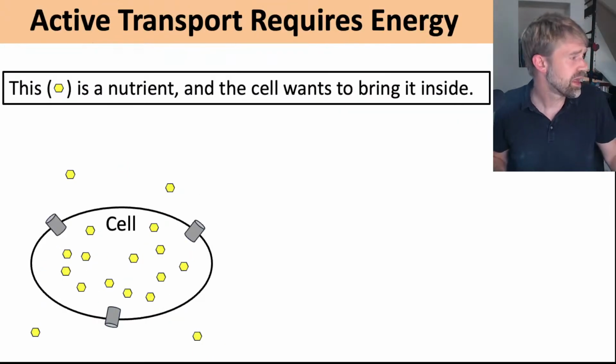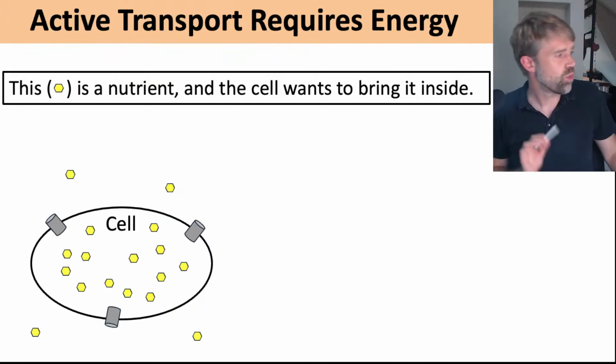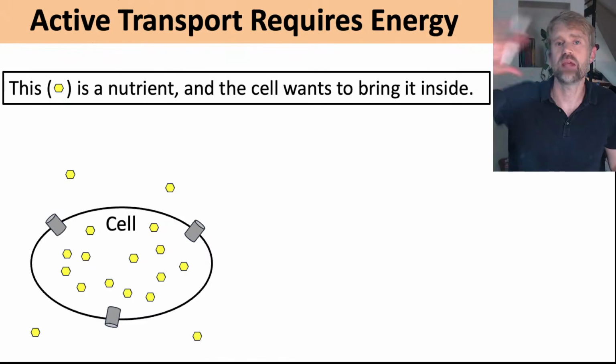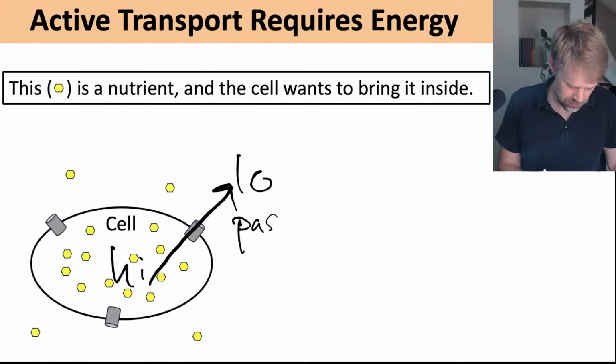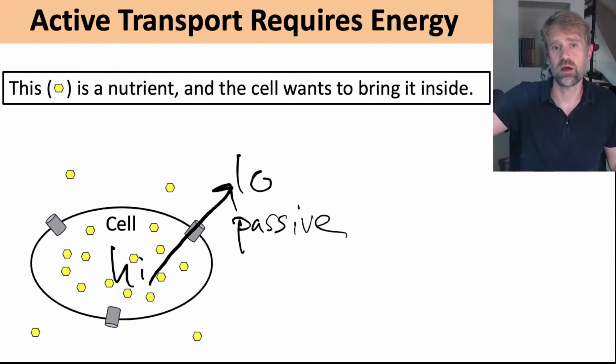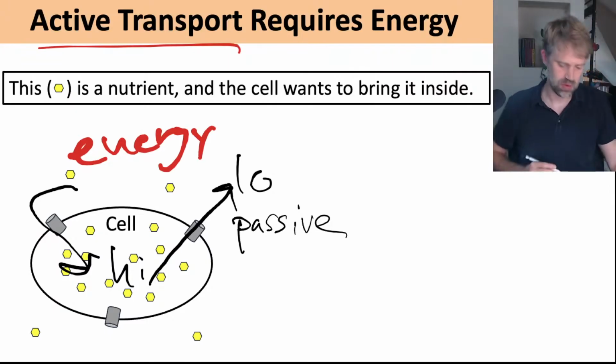Okay. But something that does require energy is when we pump in the opposite direction. Right here we have high inside the cell, we have low outside. The natural, passive, non-energy using way would be from high to low. But if we want to go from low to high, that is going to require energy, and we call that active transport.